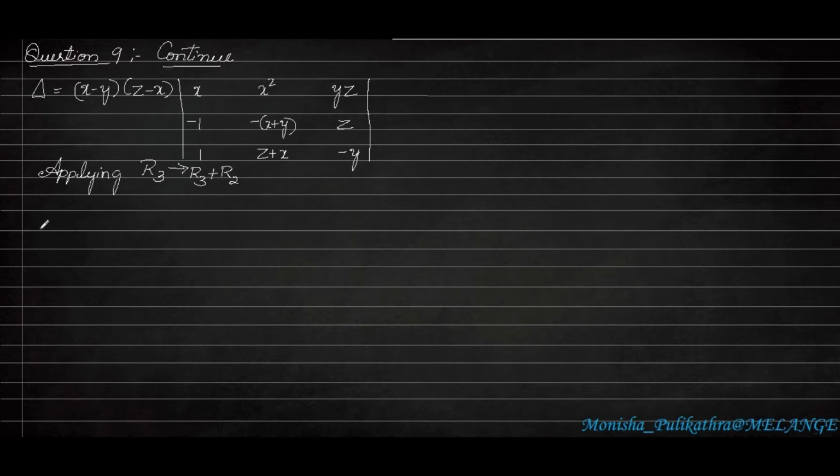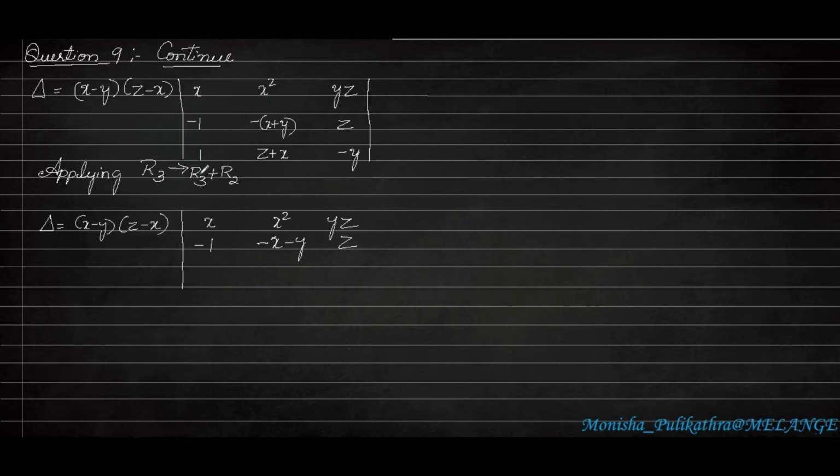So delta is equal to x minus y, z minus x. The first line will be as it is: x, x square, yz. The second line will also be the same, since we are making changes only to the last row. So minus x, here minus of x plus y. When we take out the bracket, we will get minus into plus, minus x, minus into plus, minus y, and z as it is.